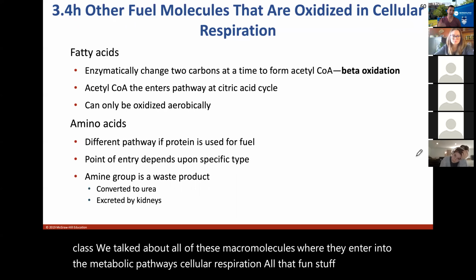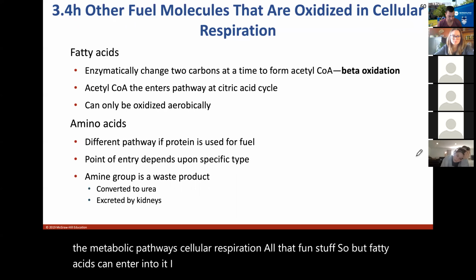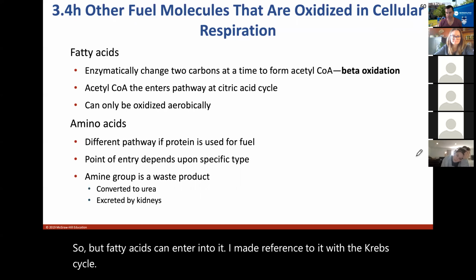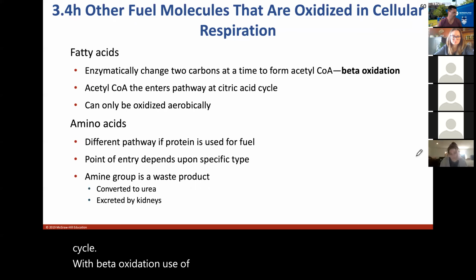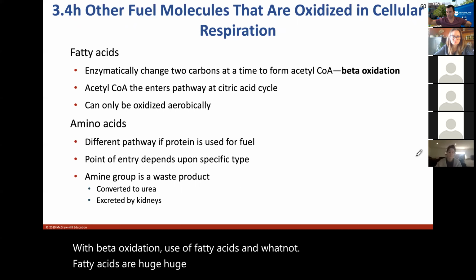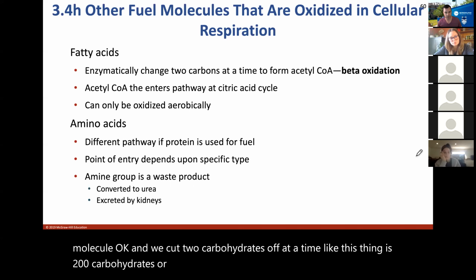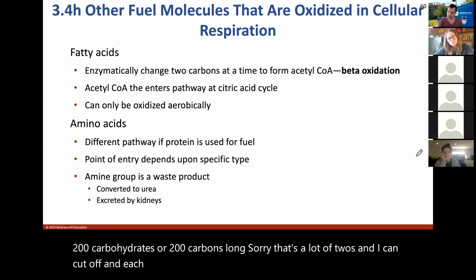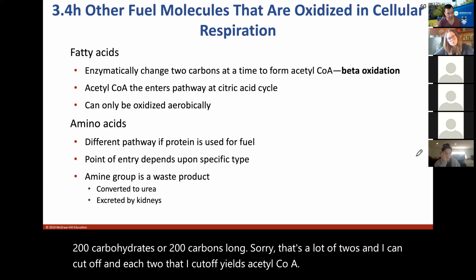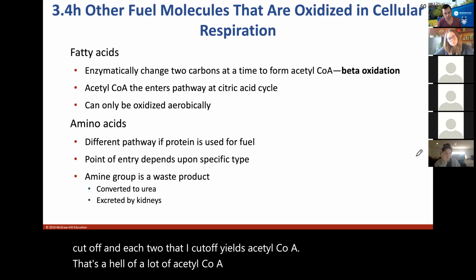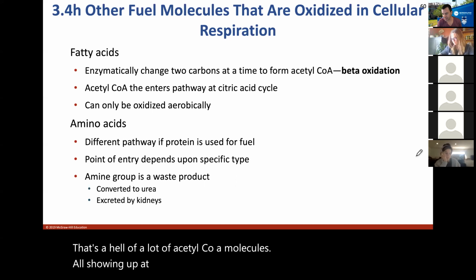But fatty acids can enter into it. I made reference to it with the Krebs cycle, with beta oxidation, the use of fatty acids and whatnot. Fatty acids are huge molecules, huge chains of a triglyceride molecule. And we cut 2 carbons off at a time. Well, if this thing is 200 carbons long, that's a lot of 2s that I can cut off. And each 2 that I cut off yields acetyl-CoA. That's a hell of a lot of acetyl-CoA molecules, all showing up at the exact same time at the door to get in.